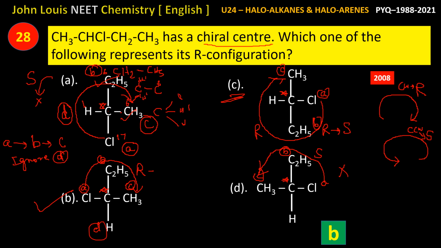In option D, it is moving in the anti-clockwise direction. Therefore it is S. Of course it is not crossing H. Therefore no problem. Then in option C, it is moving in R direction, that is clockwise direction, but it is crossing H here. Therefore that should be considered as S configuration. Hope it is very easy for you to identify now which is R configuration and which is S configuration.